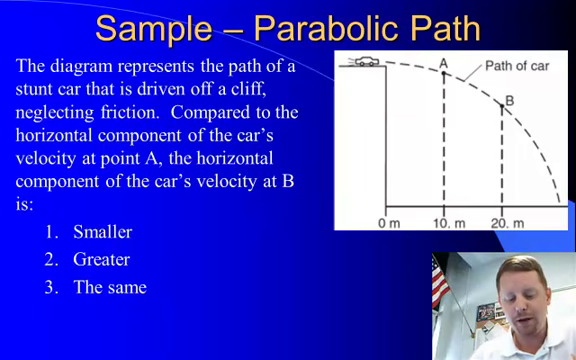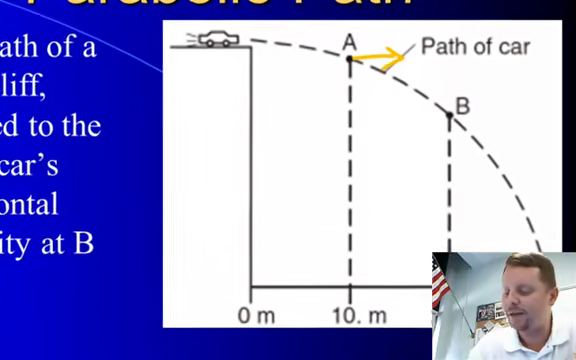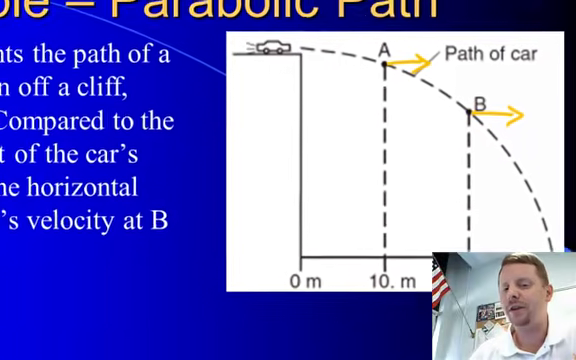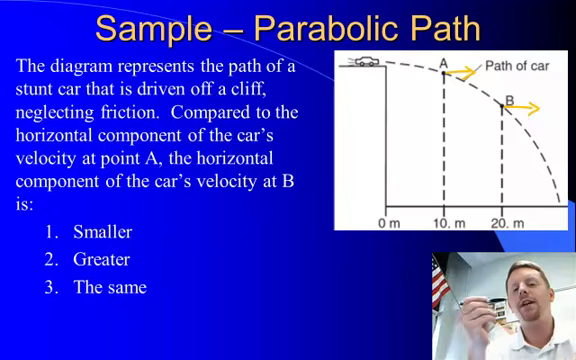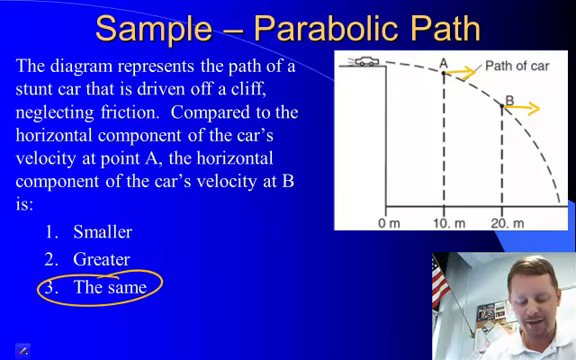Compared to the horizontal component of the car's velocity at A, so we're looking at its velocity at A, what is the horizontal component of its velocity at B? This is kind of a trick question because if you remember, for a projectile, the horizontal velocity doesn't change. There's nothing accelerating it horizontally, so they have to be the same.